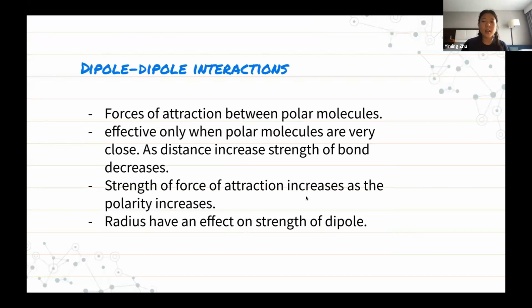If molecules are more polar, then the strength of the dipole-dipole interaction would be stronger. And also, an easy way to remember these is that these interactions are between a dipole and a dipole.